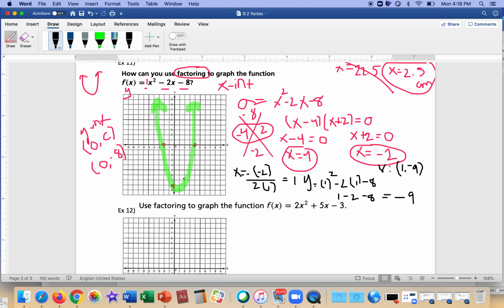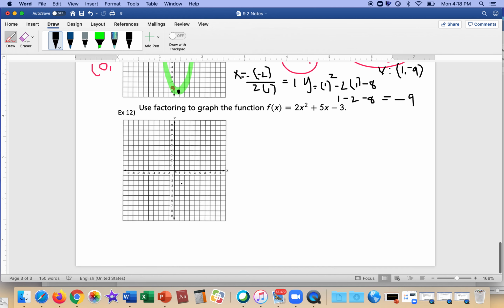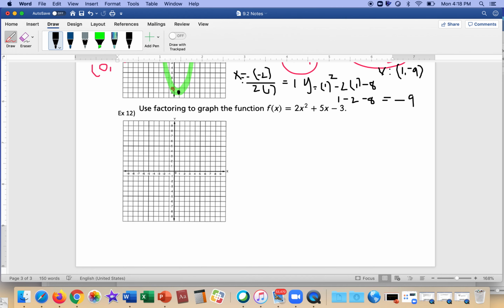And it looks like that's pretty spot on. Okay, but again, the purpose of today is to practice factoring, plug 0 in for y to find the x-intercepts if they exist for the graph. Okay, last one. So number 12. For number 12, we're going to do the same thing, use factoring to graph.